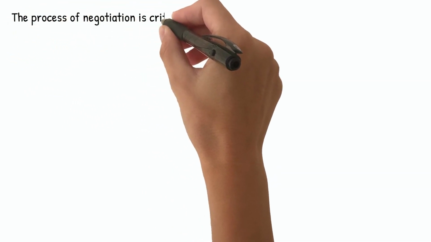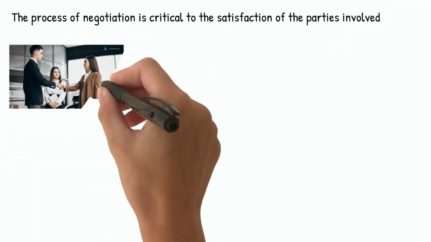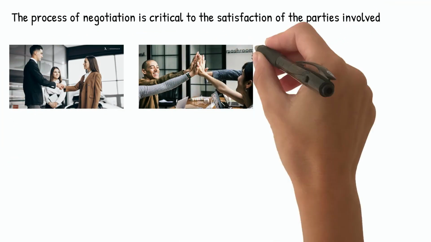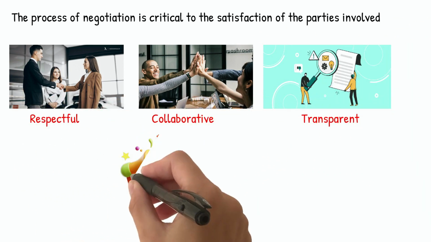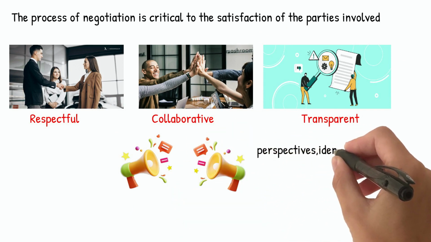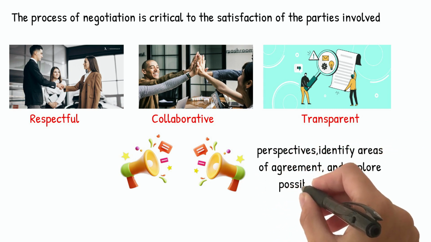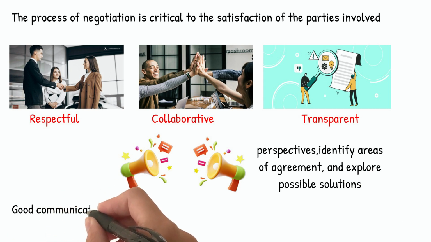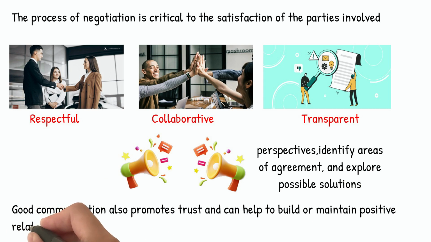The process of negotiation is critical to the satisfaction of the parties involved. A negotiation process that is respectful, collaborative, and transparent is more likely to lead to a satisfactory outcome. Effective communication is a critical component of the negotiation process. When parties communicate effectively, they can better understand each other's perspectives, identify areas of agreement, and explore possible solutions. Good communication also promotes trust and can help to build or maintain positive relationships between the parties.